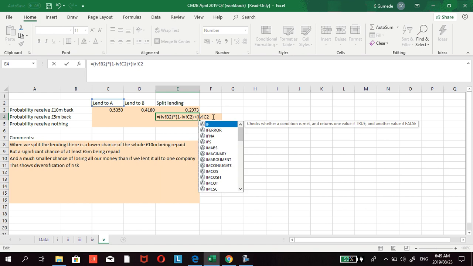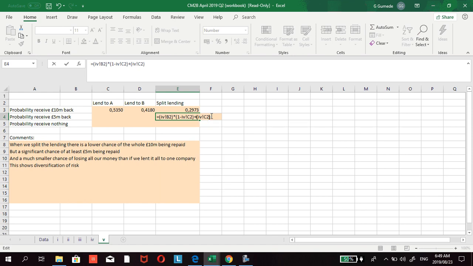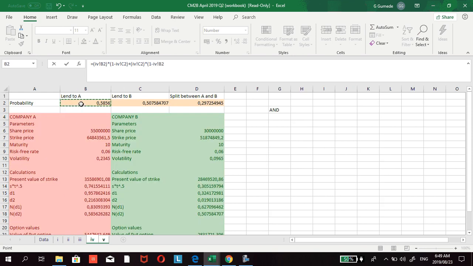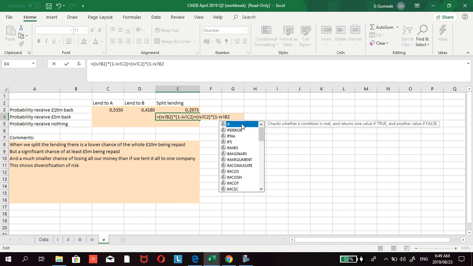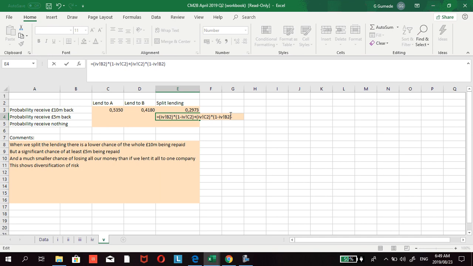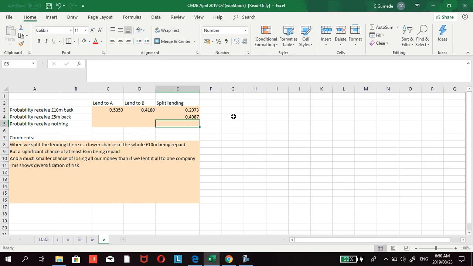So this is I, and A defaulting. Okay, so I'm going to have 1 minus the probability that A will default, the probability that A will pay. So I need to change this. Okay, so in case of split lending, the probability that they receive 5 million is the probability that they receive 5 million from A and B default, or they receive it from B and A default, which is this case here. So I'm going to press enter there.